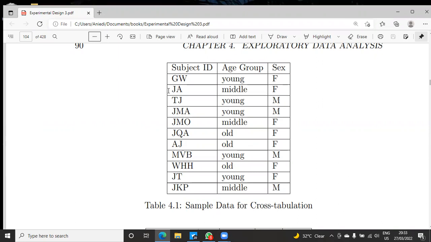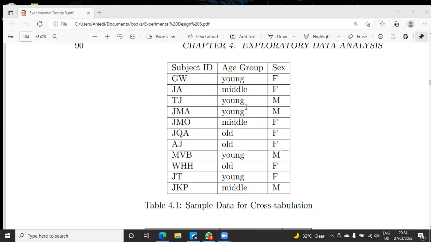I don't know if I'm able to explain that, but the point here is this. It gives a group called young of the female sex, separate from a group of young people of the male sex. Understand? The first one, this GW, is the subject ID. It has the young, which is female. It has a middle, which is female. It now has another young, which is male. It has another young, which is male.